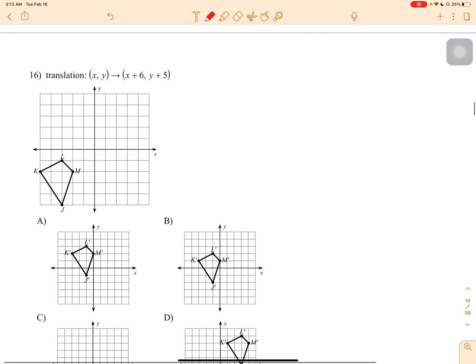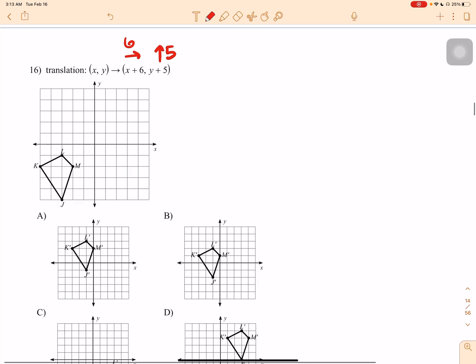So this one, x plus 6, means we're going to the right 6. Y plus 5 means up 5. So go ahead and give that a shot for each of those points there.